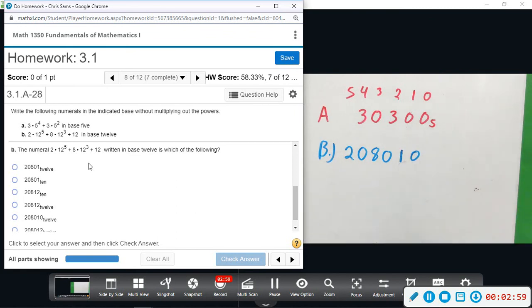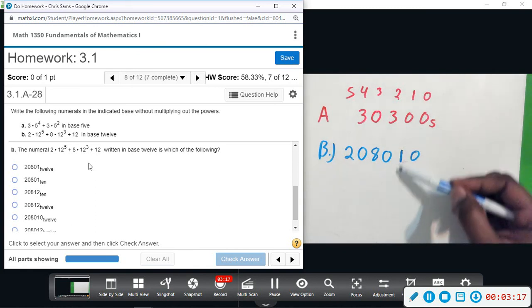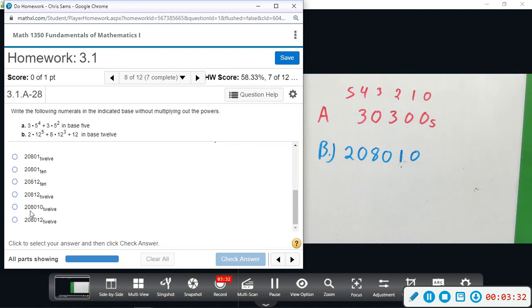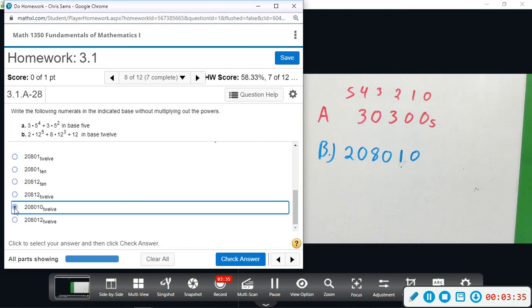Okay. So it could be confusing if you want to think about this as 12 and counting 10, you would carry 1 and leave a 2. But remember, we're counting in base 12, so we're always multiplying by a power of 12. So that 12 represents 1 in the 10s place, one whole group of 12. So this is the number that we need, 208,010 in base 12. 208,010 in base 12, this one here.